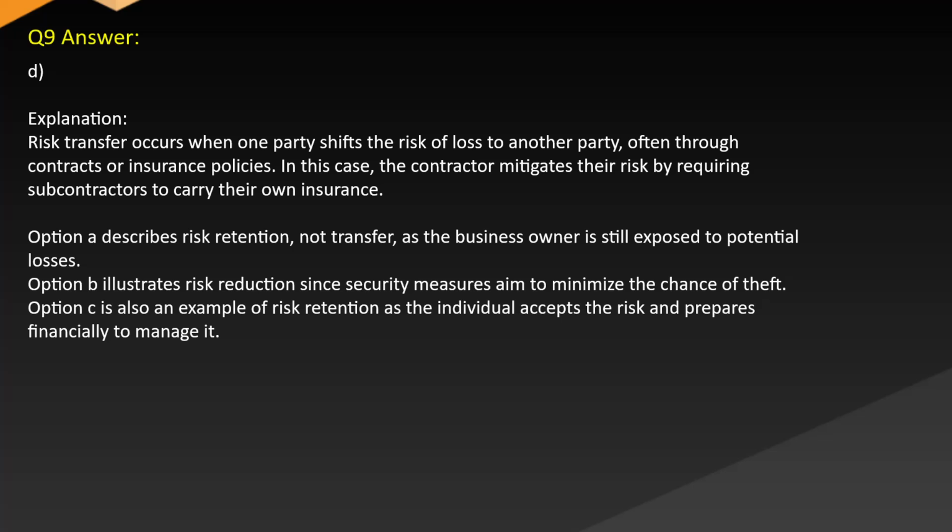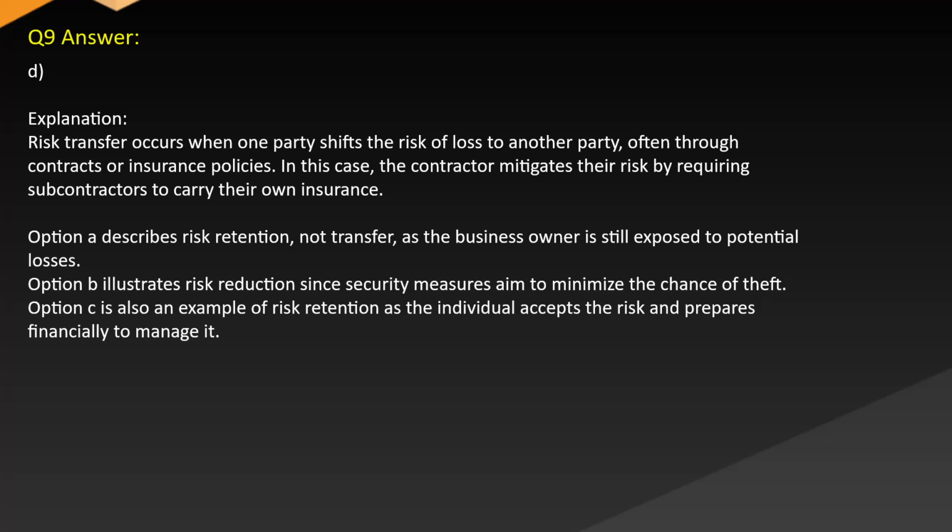Risk transfer occurs when one party shifts the risk of loss to another party, often through contracts or insurance policies. In this case, the contractor mitigates their risk by requiring subcontractors to carry their own insurance. Option A describes risk retention, not transfer, as the business owner is still exposed to potential losses. Option B illustrates risk reduction since security measures aim to minimize the chance of theft.